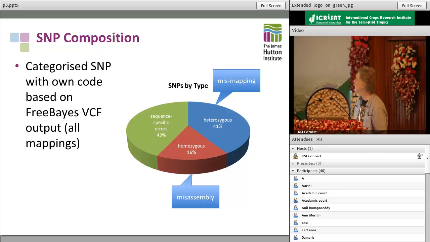One of the things we find, because you're using an inbred, and one of the nice things about using an inbred is that if SNPs are false positives, quite a lot of them are heterozygous. So you can say there's something a bit strange here, I know this is an inbred line. So if you've got SNPs that are heterozygous, then there's something of a problem. There are SNPs that come from misassembly, and there are SNPs that come from sequence-specific sequencing errors. So that's quite an issue.